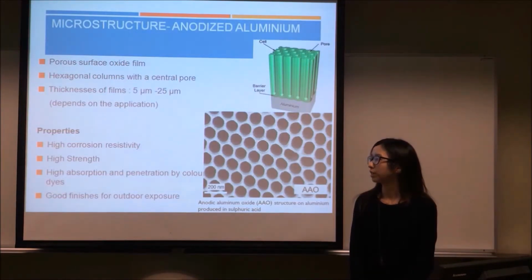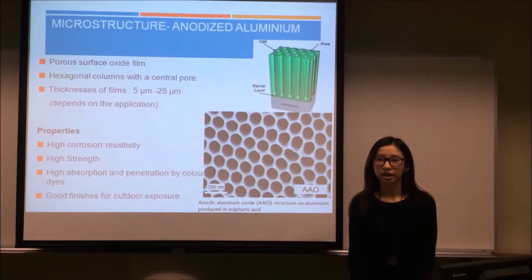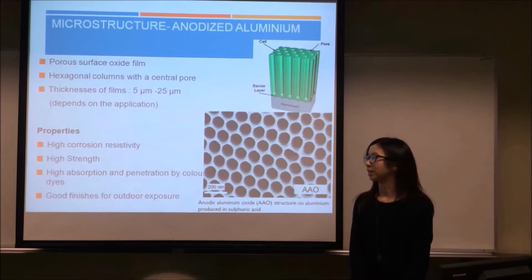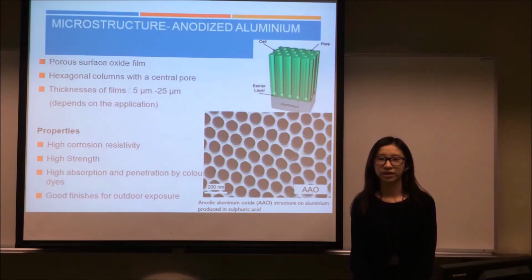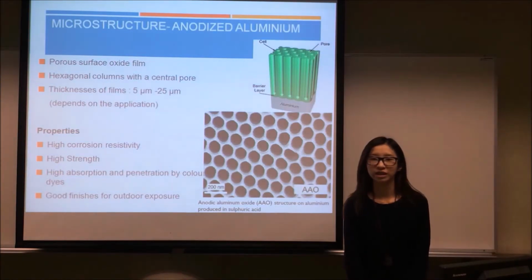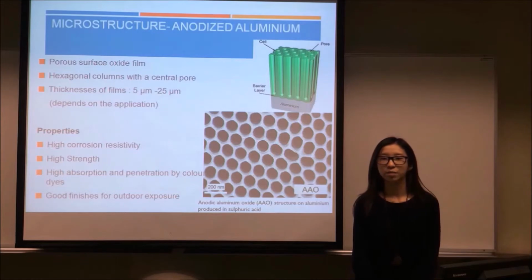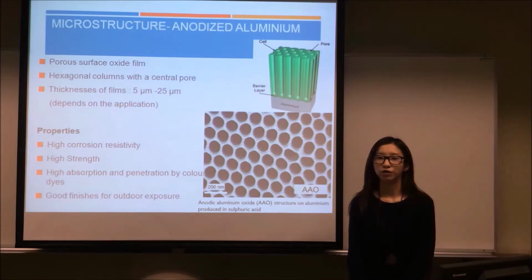The porous structure also facilitates the high absorption and penetration of colored dyes. Different degrees of lightfastness will result from different dyes and pigments. So some of the dyed aluminium alloys are good finishes for outdoor exposure.